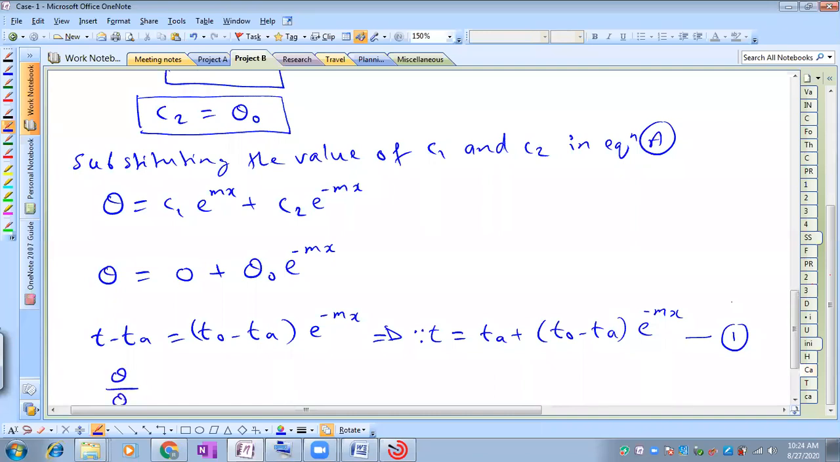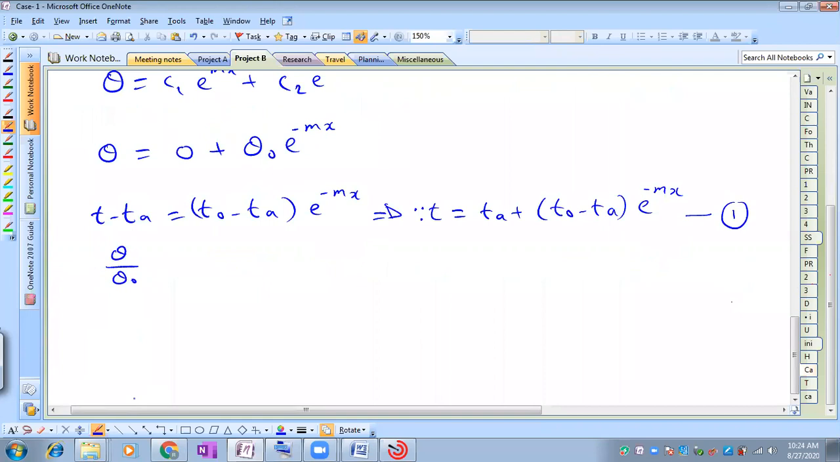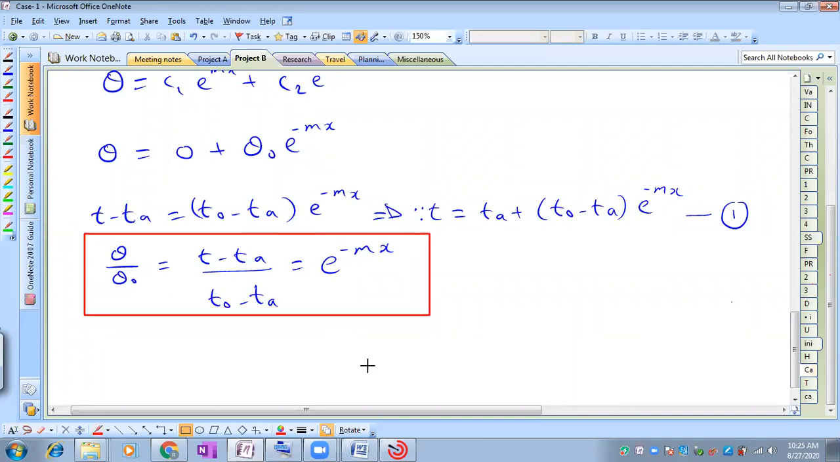Now I can write this as theta upon theta 0 is equal to t minus ta upon t0 minus ta, which is equal to e raised to minus mx. That is, I am just putting t0 minus ta on the left side. So this is the final expression we got that we have to remember. So this expression is important. Is it clear?